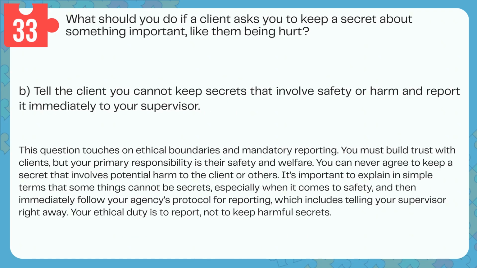Answer: B. Tell the client you cannot keep secrets that involve safety or harm and report it immediately to your supervisor. This question touches on ethical boundaries and mandatory reporting. You must build trust with clients, but your primary responsibility is their safety and welfare. You can never agree to keep a secret that involves potential harm to the client or others. It's important to explain in simple terms that some things cannot be secrets, especially when it comes to safety, and then immediately follow your agency's protocol for reporting, which includes telling your supervisor right away. Your ethical duty is to report, not to keep harmful secrets.